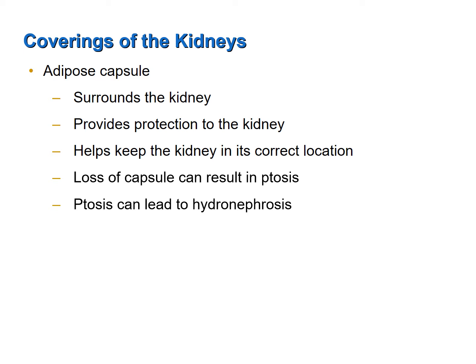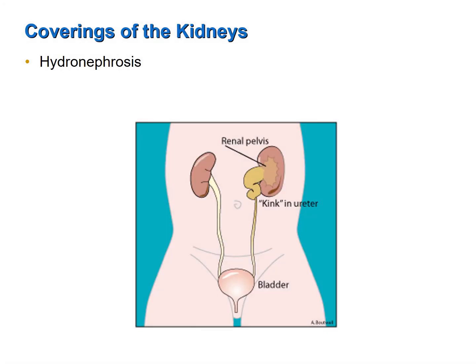That's a condition called ptosis, and that can put a kink in the ureters, causing urine to back up into the kidney, and that can cause a condition called hydronephrosis. This is an illustration of hydronephrosis of the left kidney caused by a kink in the ureters. This is a serious condition. The pressure put on the kidney can actually destroy the kidney and cause renal failure.